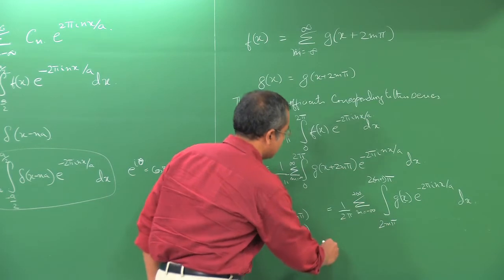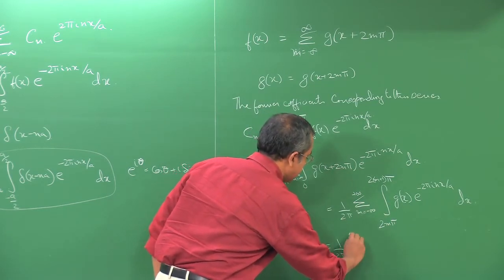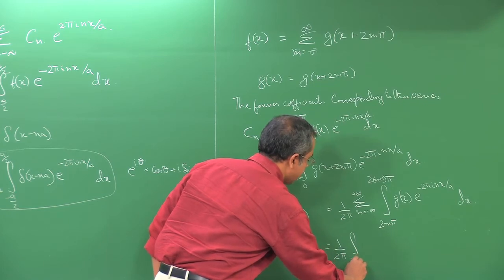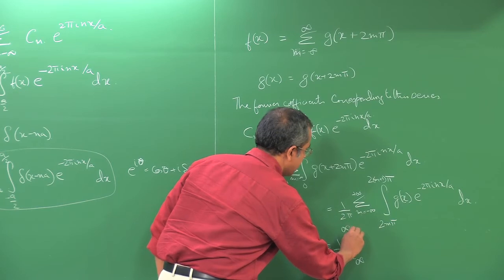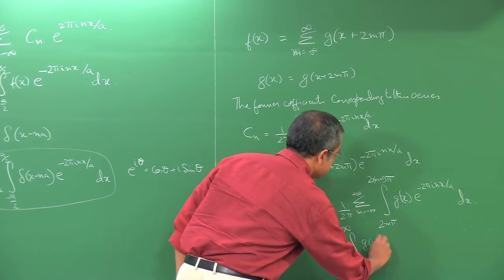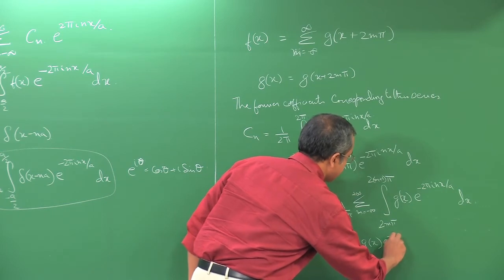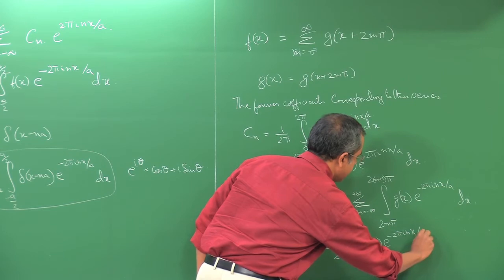So, mathematically this can simply be written as 1 over 2 pi, integral from minus infinity to plus infinity of g of x e to the power minus 2 pi i n x by a dx.